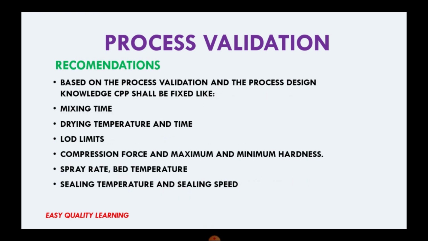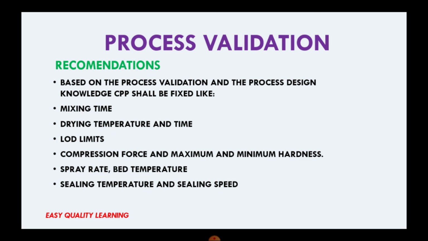Then recommendations. Once we are doing process validation, whatever recommendations come from process validation, it is very important to note them, because based on that we will establish our processing limits for critical process parameters, and based on that we will be controlling our quality attributes. So what can be the recommendations? Your mixing time at RMG, that can be your recommendation, that this shall be the mixing time, and speed, of course, both mixing time and speed.